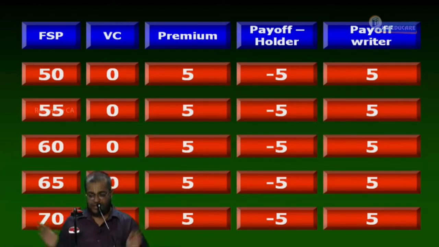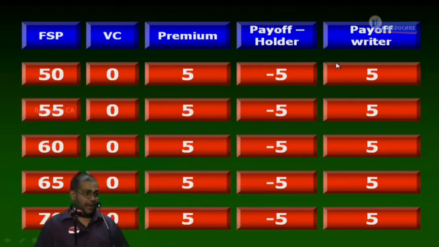Please. See, in question number 4, there is a call option with a strike price of 70. Premium 5 rupees. Leave that 5 rupees premium; the discussion is going to be made above that. I want you to look at only the first column and second column: FSP and value of the call.